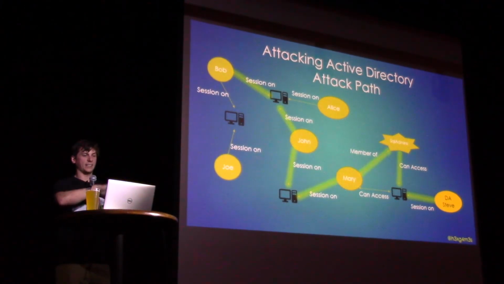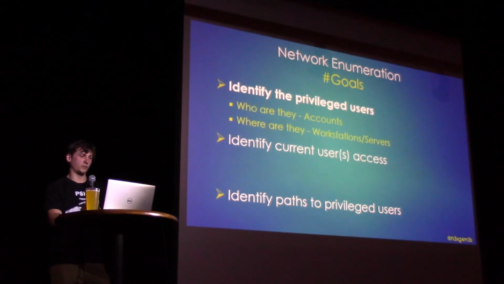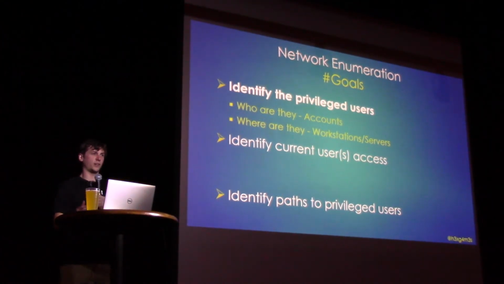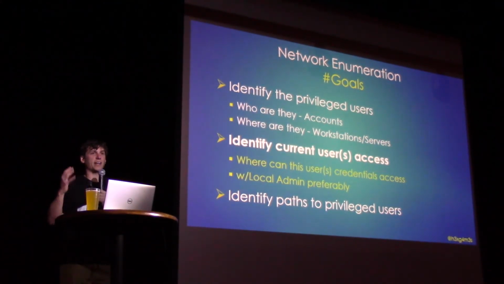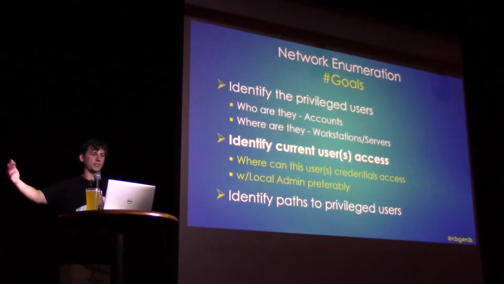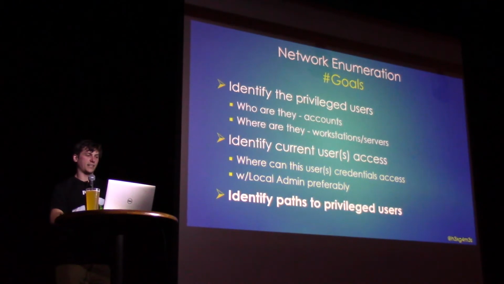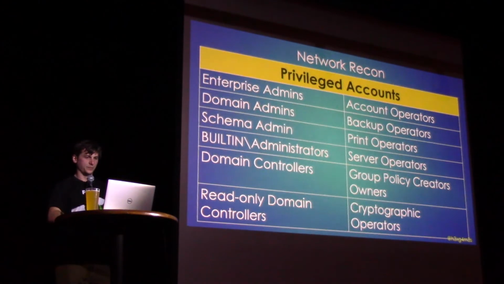And we're really just trying to identify these attack paths through everything so that we can easily get our domain admin. So the goals are to find those privileged users, where they are, who they are. Then we want to find our current user, or the users if we've been gathering them, because we're going to continually gather more and more credentials as we get through our pen test. And then we want to identify the paths to those privileged users. So how can we use those groups and nested groups to get our way to that domain admin?